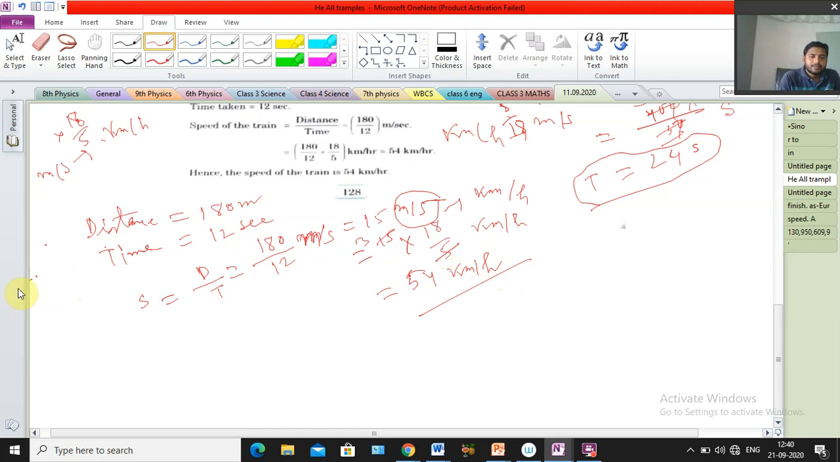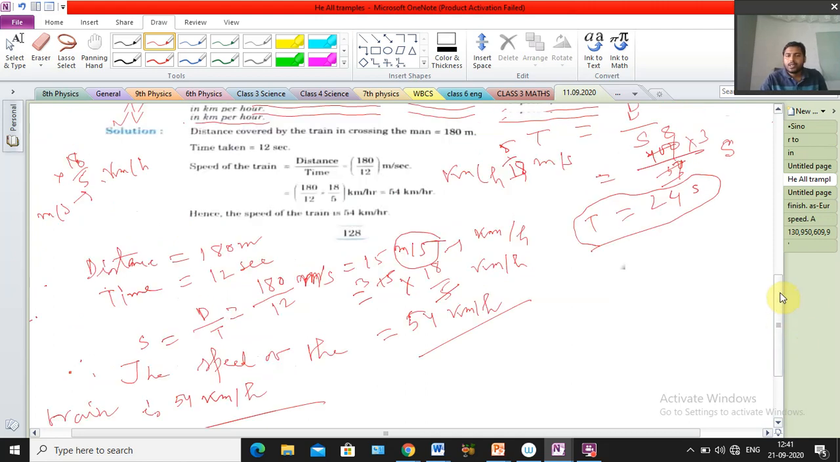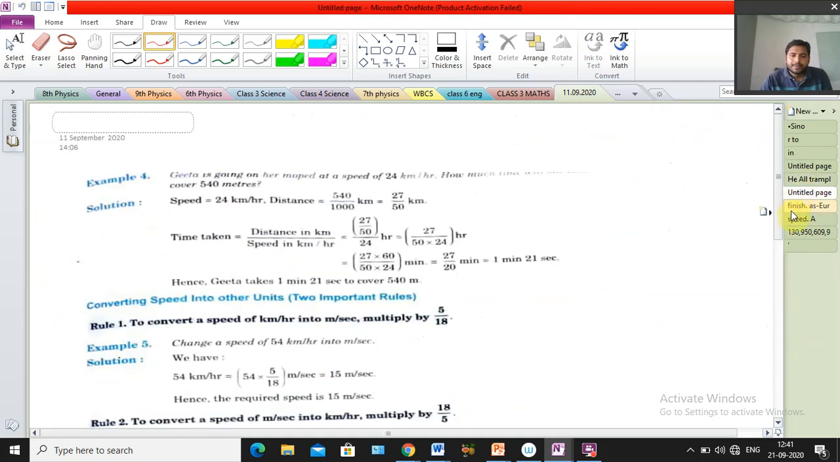Therefore, the speed of the train is 54 kilometer per hour. Clear? Understood everyone? Okay, so this is example 10. Next.